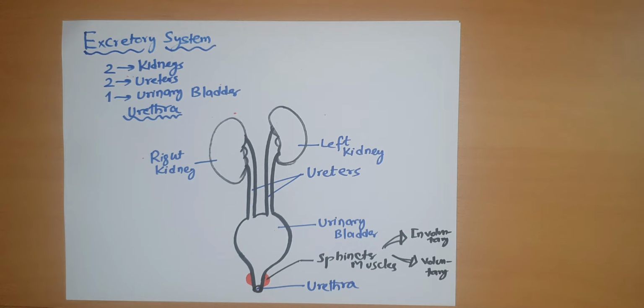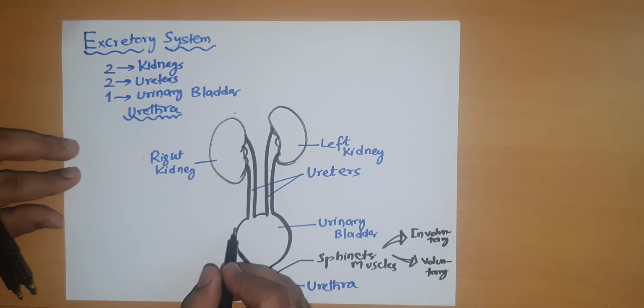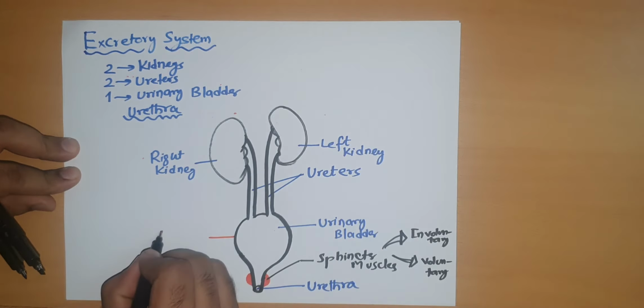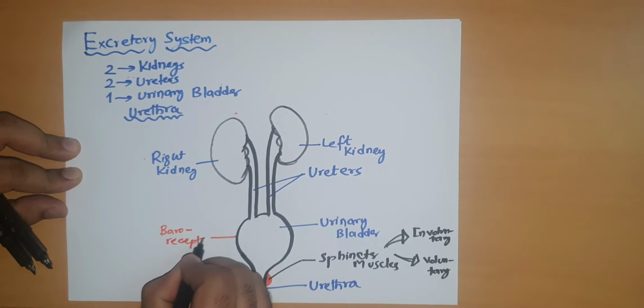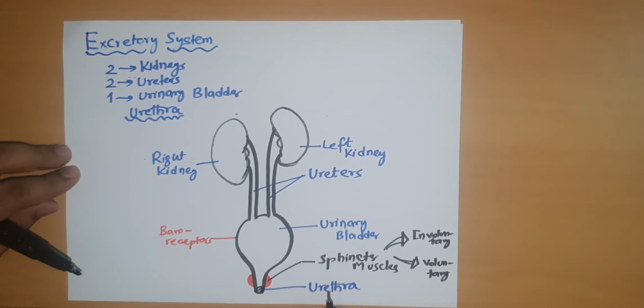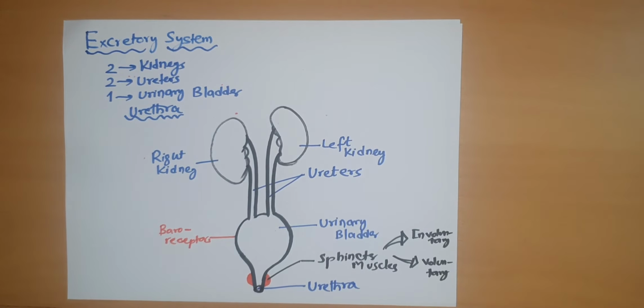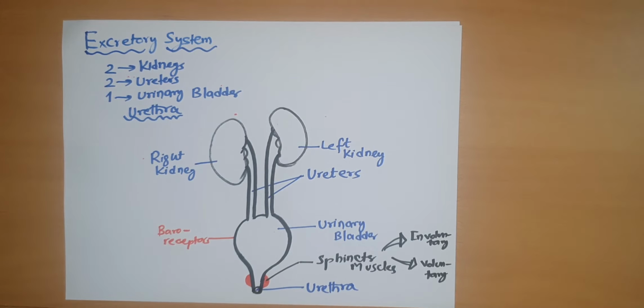While the older kids and the adults can control these sphincter muscles, once the urinary bladder is filled, over here there are baroreceptors, the pressure receptors. They will send the message to the brain, and at that time the older kids and adults will be able to hold these sphincter muscles closed, and the urine will not come out until the message is sent from the brain, and these sphincter muscles let the urine pass out through the urethra.